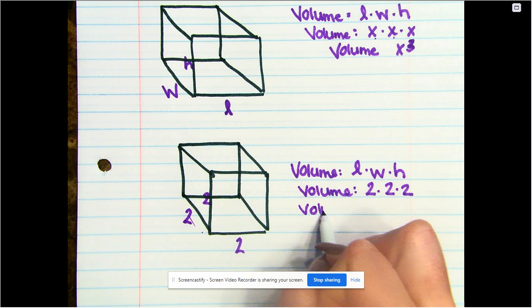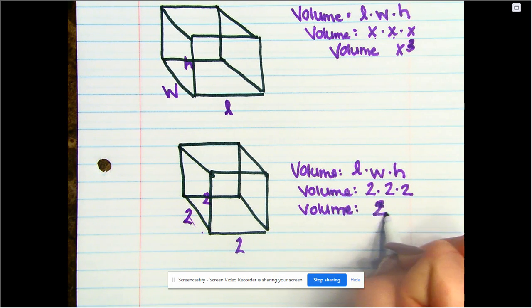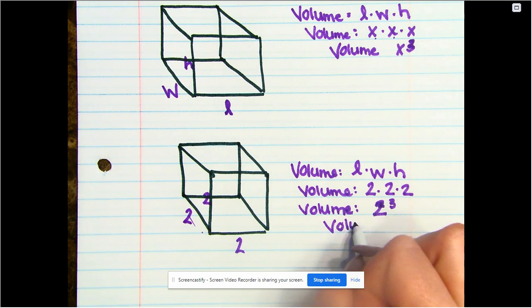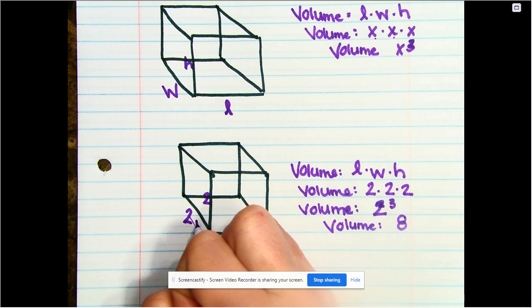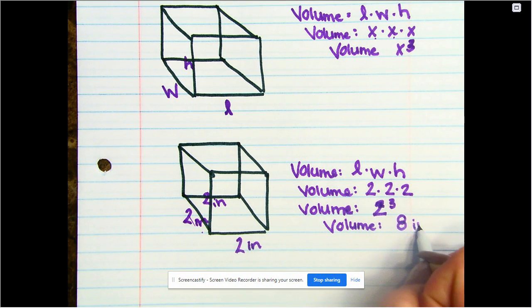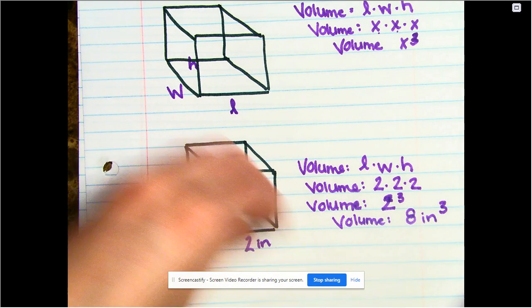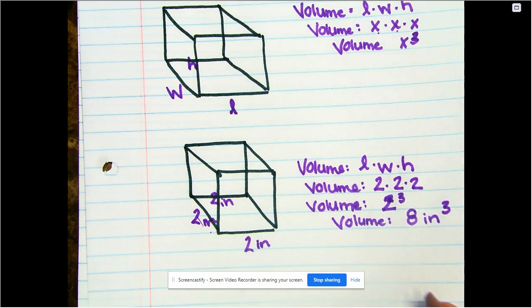And so my volume is really 2 to the third power, okay? And then 2 times 2 is 4, times another 2 is 8. So my volume is 8, and let's just say that this was inches. I didn't put a label in there. So 8 inches cubed. Okay, so it's an introduction to cubes and how they're different from squares. It's based off of a square, but if I'm taking the volume, I'm going to cube it because I'm multiplying it by itself 3 times. So another way to say to the third power is cube.